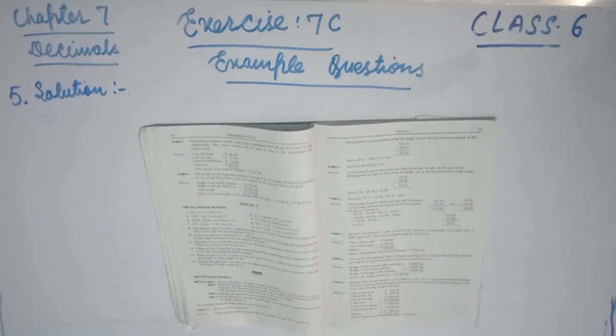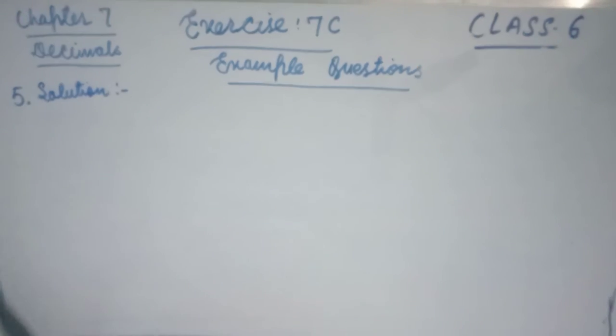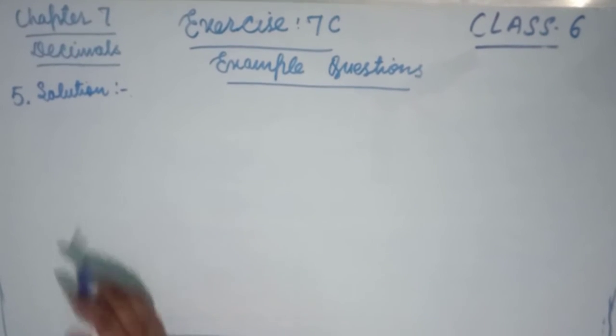Total means we have to find all the weight. That means add the total weight. If you add all the weights, we will get the answer. So here also we will add all the values. Now see friends, the solution.